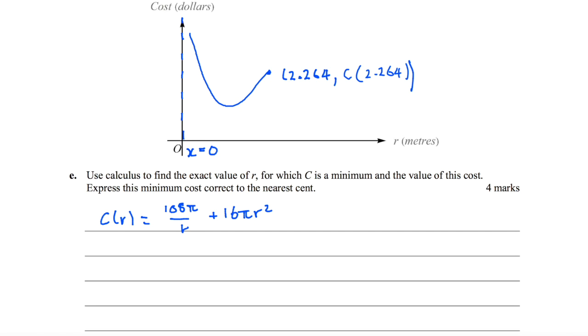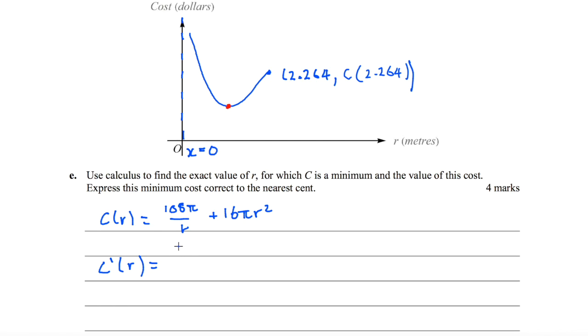Alright, what this question is essentially asking us is to find the value of this point here. The reason we want to know this point is because this is where we get the best value for money. We get the most radius for the minimum amount of cost, which is how you want to be thinking about optimizing the cost effectiveness of your yurt. Use calculus to find the exact value of r. Using calculus means we can't just do it by graph tracing or whatever.